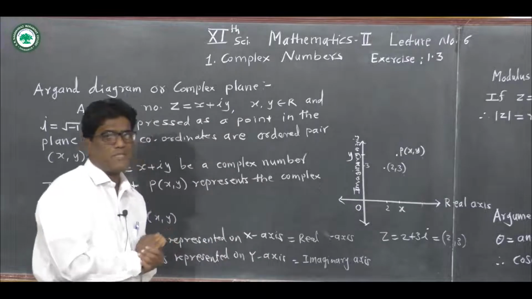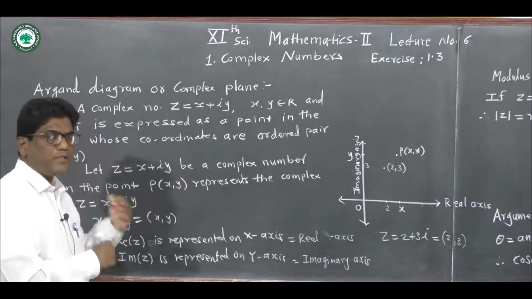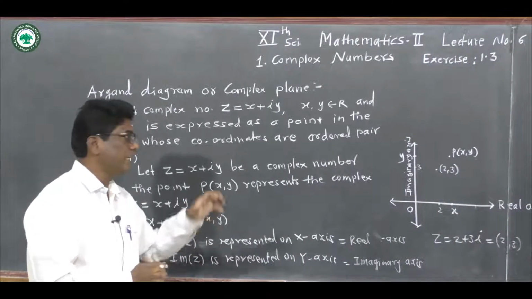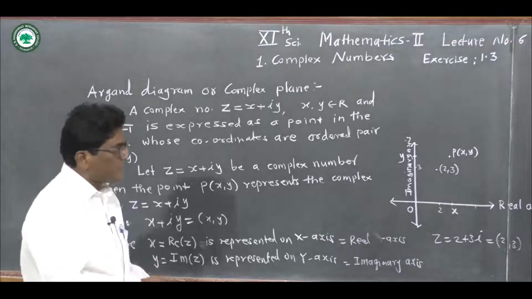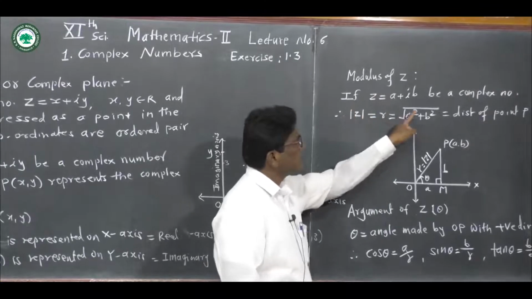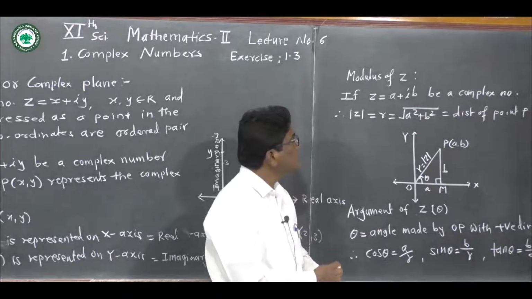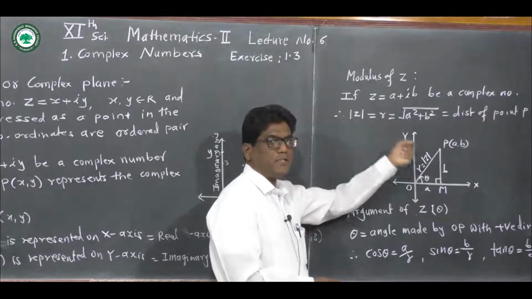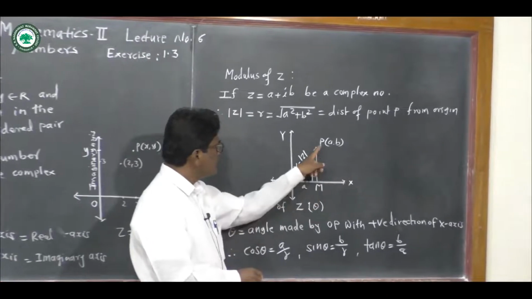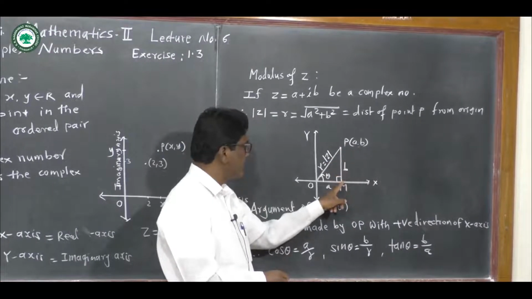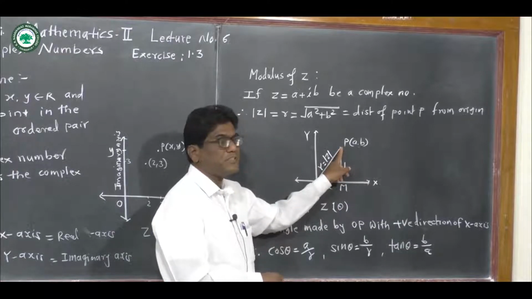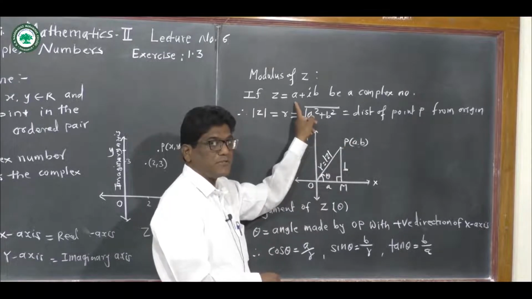So if we know the complex number, we draw the point according to that complex number and that diagram is called an Argand diagram. Now the modulus of z. If z is equal to a plus ib is a complex number, since it is a complex number, we denote it by a point in the complex plane. This is the point P(a, b), with a here and b here, and we plot this point P(a, b), which represents the complex number z is equal to a plus ib.